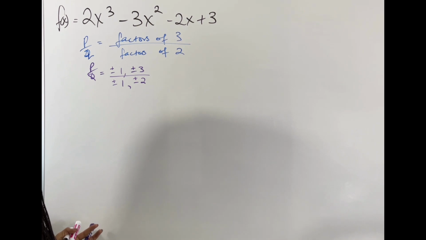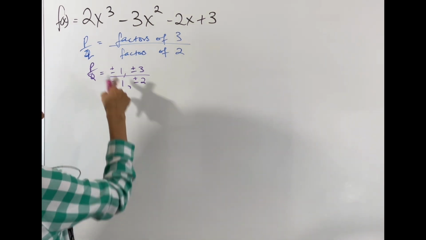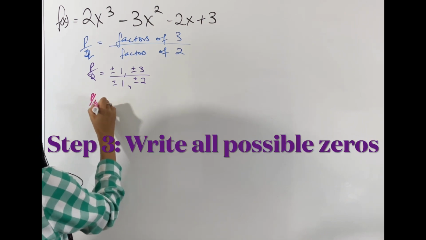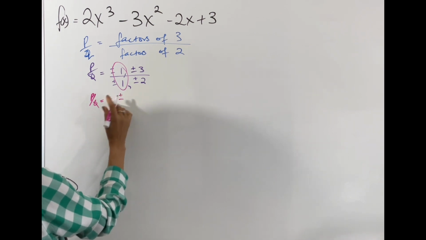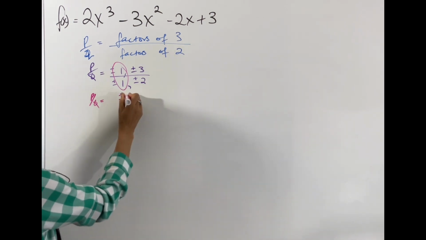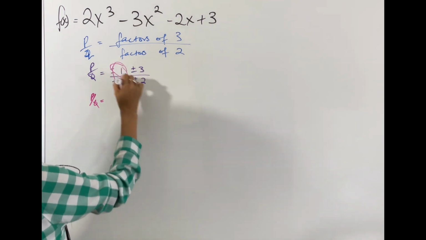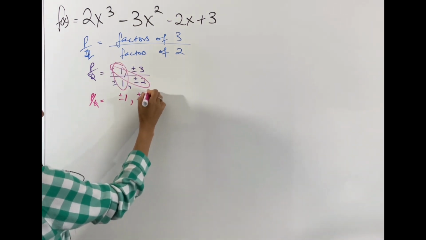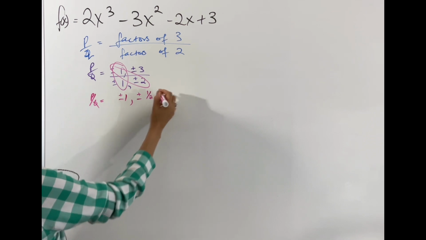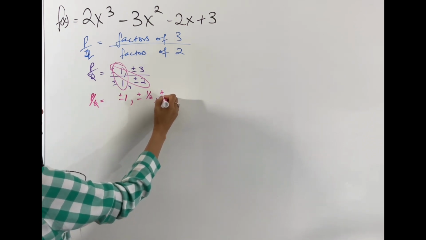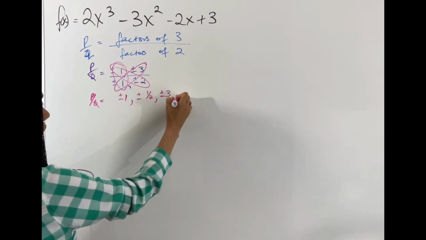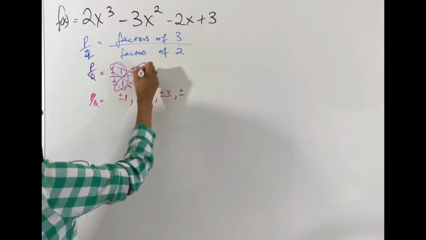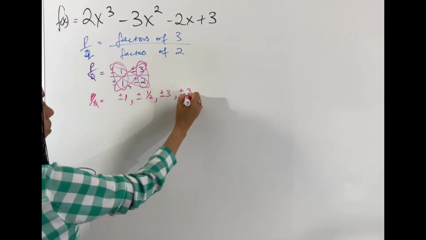So the next thing we need to do now, we need to write these as possible factors. So the first one is going to be plus or minus 1. The next one is going to be plus or minus a half. And the next factor is going to be plus or minus 3. And the next one is going to be plus or minus 3 over 2.